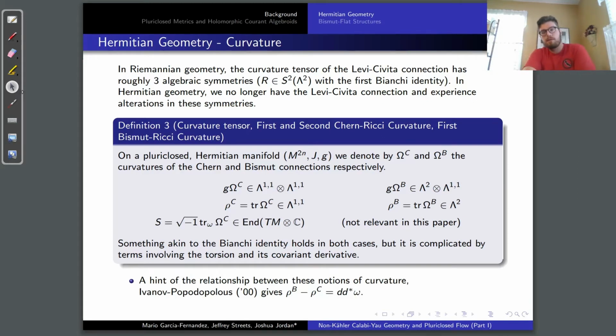So something else to keep in mind is that these notions of curvature aren't completely unrelated, right? I always end up citing Ivanov and Papadopoulos for this, but I have a feeling that even people back as far as the 80s understood that there were relations between these notions of curvature. But one of the first relationships I saw between them was this one: the difference between the first Ricci curvatures of each of these connections is dd* omega.